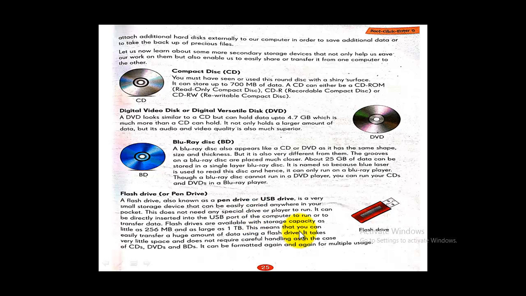This means that you can easily transfer a huge amount of data using a flash drive. When your data is transferred, it takes very little space and does not require careful handling as in the case of CDs, DVDs and BDs.